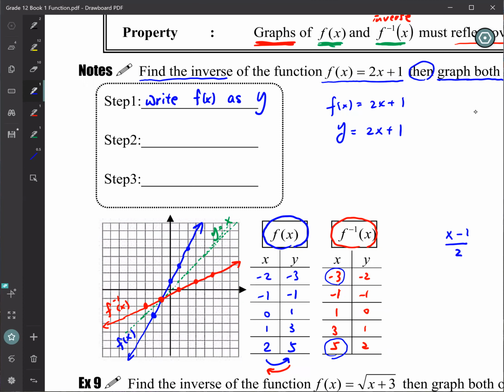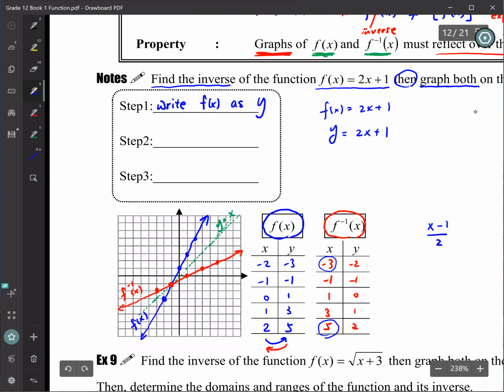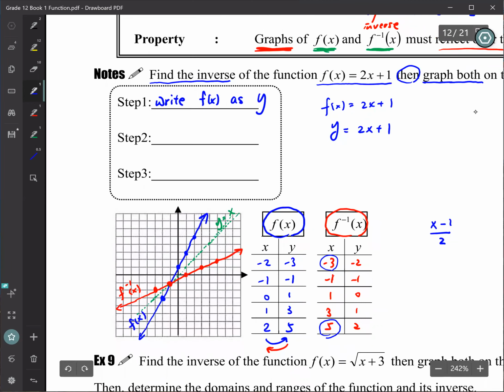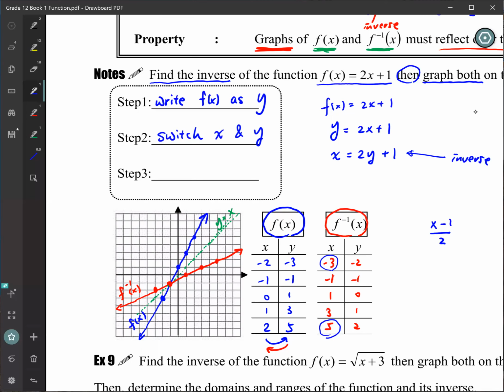Step 2, to get the inverse. Inverse means x and y must switch around, right? So step 2 is switch x and y. Okay, so I will swap those two letters. So x equals 2y plus 1. So the moment that you switch, this is called the inverse. It's already called the inverse. You already found it, you're done.